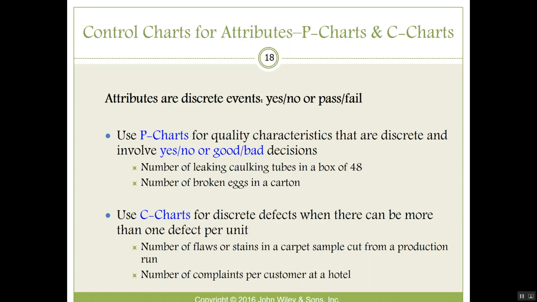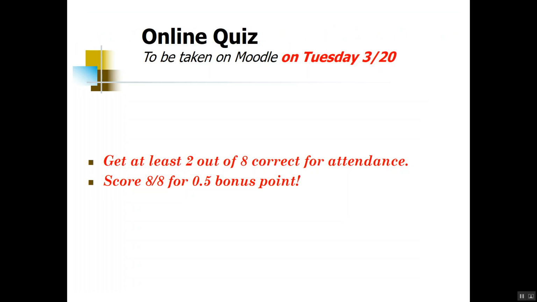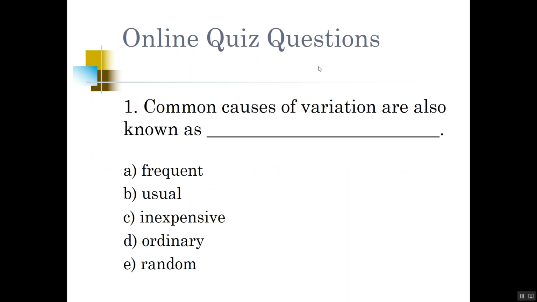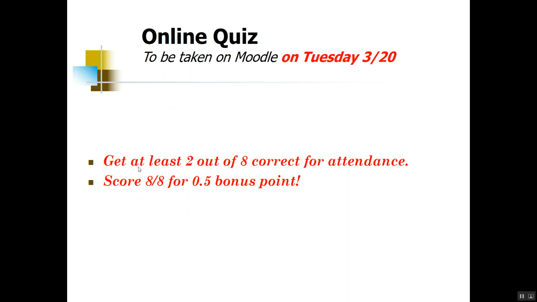So at the end, you have to complete a quiz, an online quiz. This quiz has to be completed on Tuesday the 20th, okay? So no late quizzes will be accepted here. You need to get at least 2 out of 8 correct for the attendance point, and then if you get 8 out of 8 correct, you will get the regular half of bonus points. So I'll just show you the questions here, and then you will see you need to answer on Moodle.